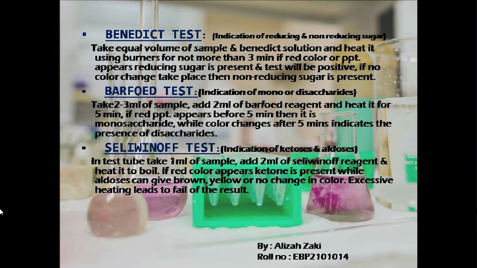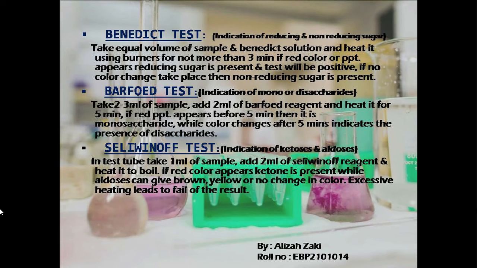Now the fifth and the last test, whose procedure I am going to say, is the Selivanov test. In a test tube, we take 1 ml of sample and add 2 ml of Selivanov reagent. In this test, we have taken a sample in less quantity and a reagent in high quantity, and then we heat it to boil. We only heat it to the first boil, because if we heat excessively, there is a failure of the result.